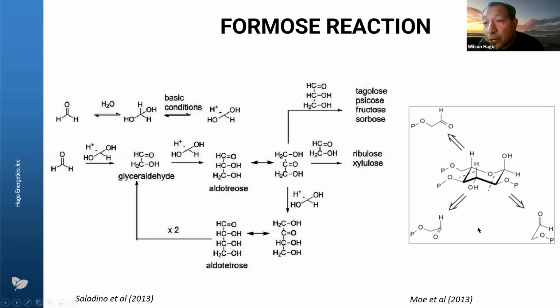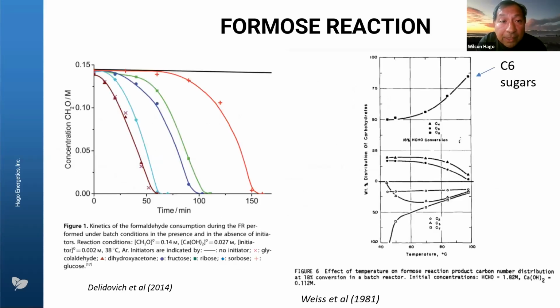And then this on the right, I'm showing how basically 3 molecules of glyceraldehyde can combine to form a sugar. So the trick is just to be able to do this in a reasonable amount of time, and be able to demonstrate that this is sugar. So this is the basics of the FORMOSE reaction.